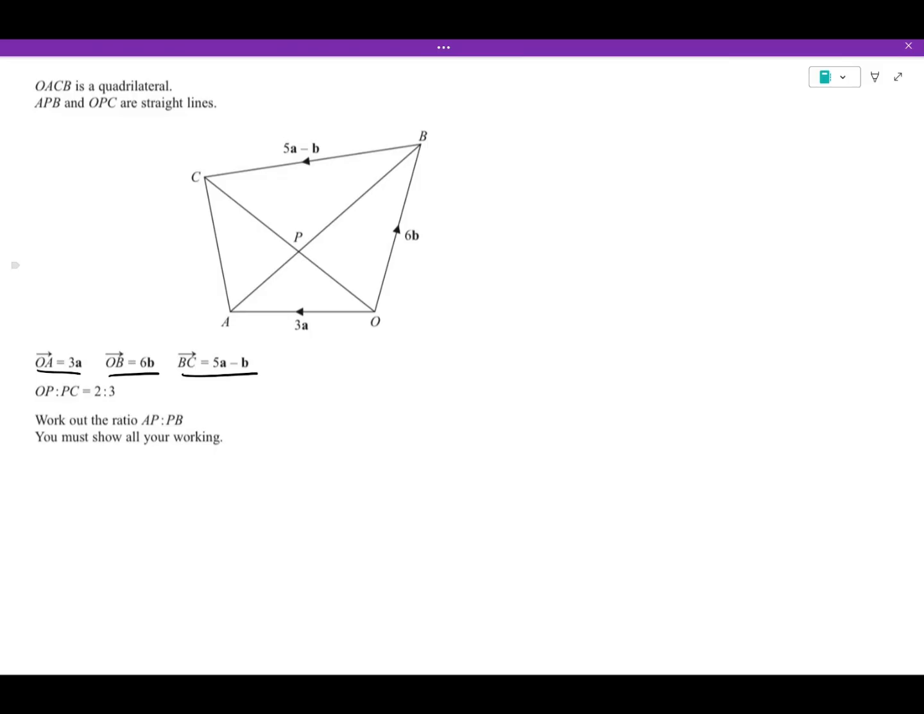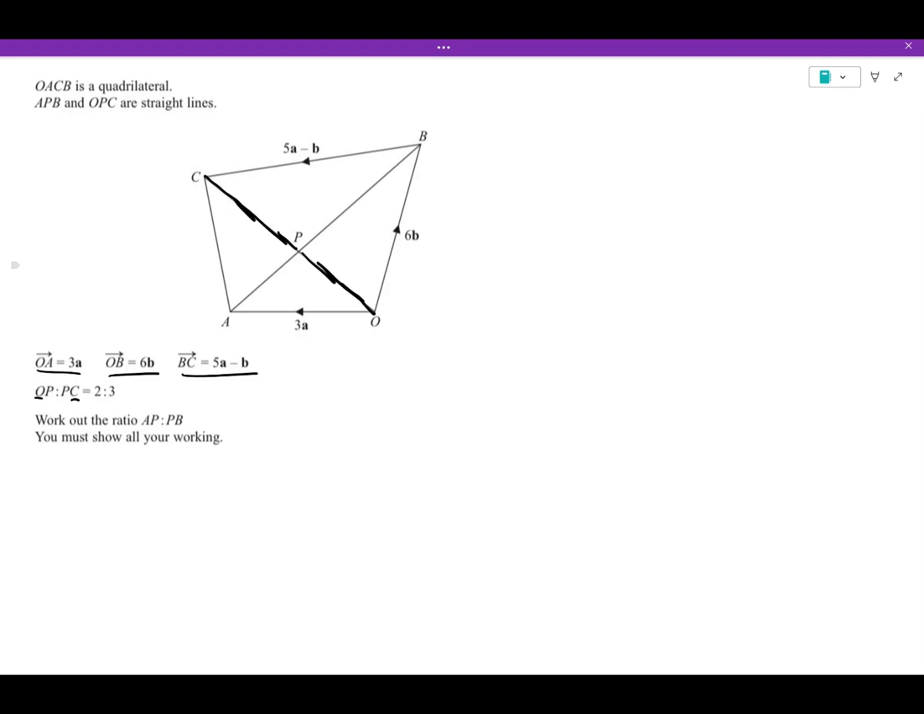Then we're told a ratio. So it's the ratio from OP to PC. So OP is this part here, and then PC is this part here. Therefore, this ratio splits up the line going from O to C. So what I want to start with is to turn this ratio into a fraction. I want to figure out what fraction of that line, O to C, is between O and P, and what fraction is between P and C.